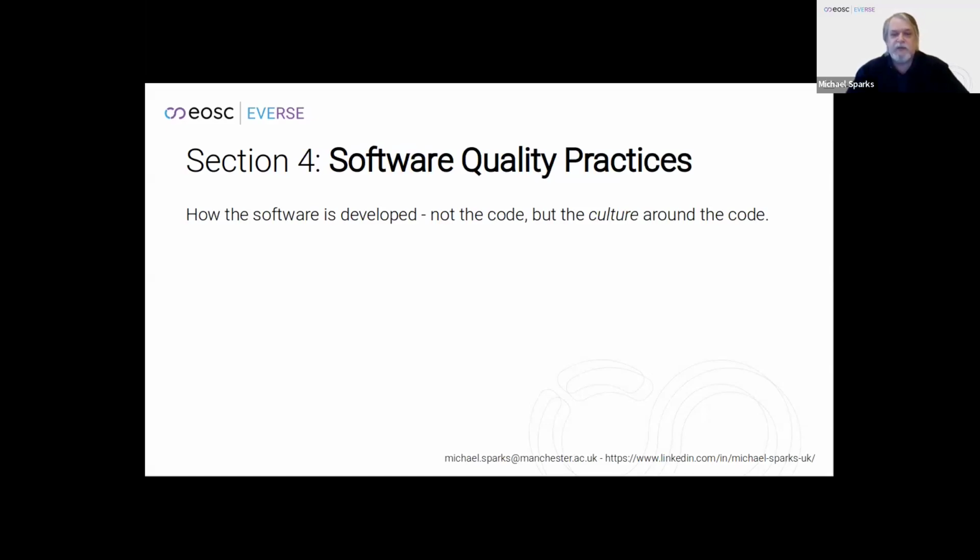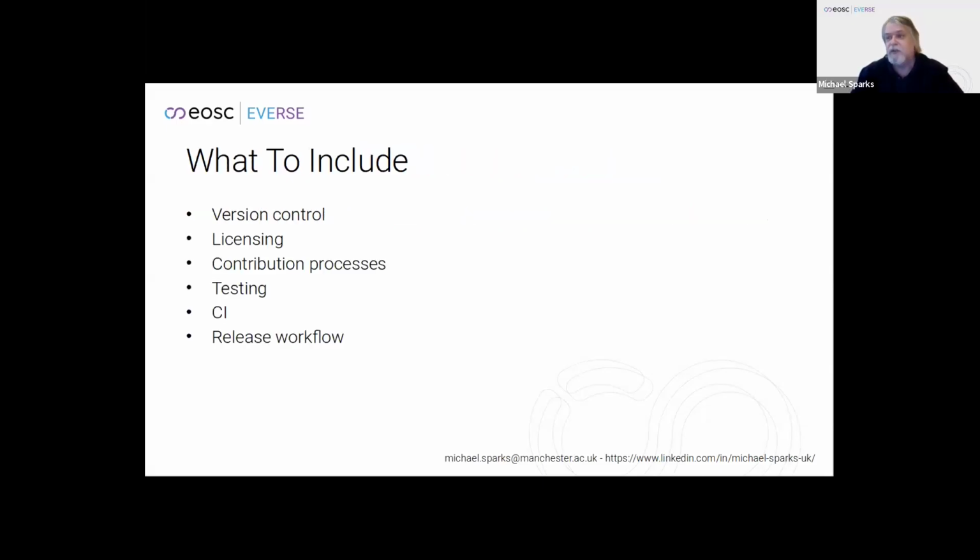Now, from an EVERSE perspective, the software quality practices is probably one of the more interesting parts, because this is not just about how the software is developed, but also the culture around the code. Now, what to include here? Do you include things like version control? Yes, you include things like licensing, contribution processes, testing, continuous integration, release workflows, and it describes all the different processes and the tools that you use to do these things.